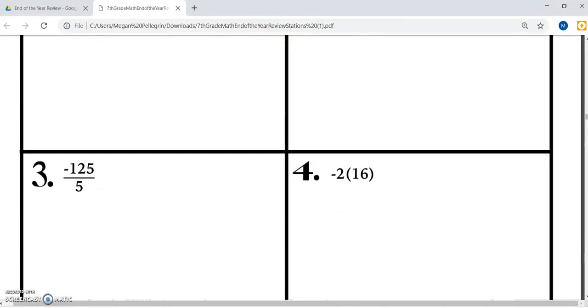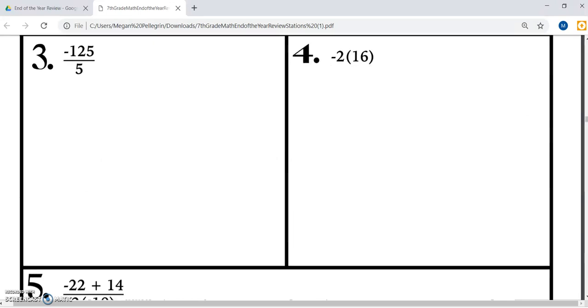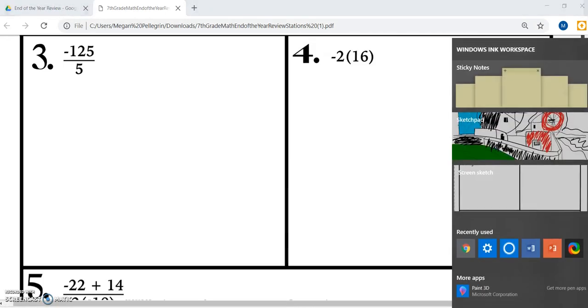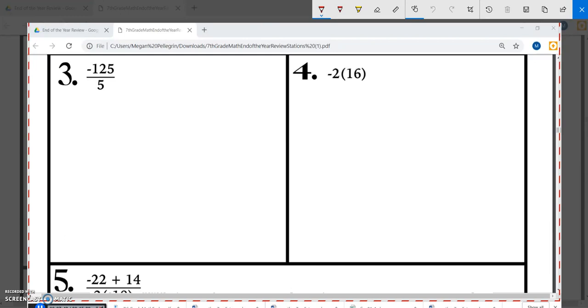Okay, so number 3 is a division problem. So -125 divided by 5, we know our answer is going to be a negative, because a negative divided by a positive is a negative. And then 125 divided by 5 is 25. And then the next one, again, is going to be a negative, and then 2 times 16 is a negative 32.